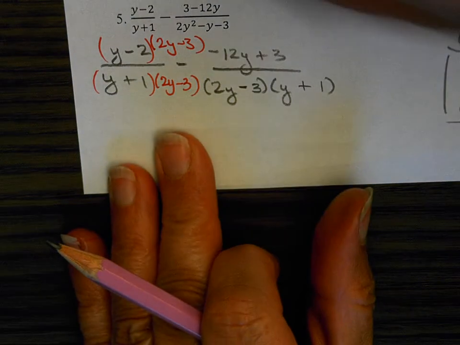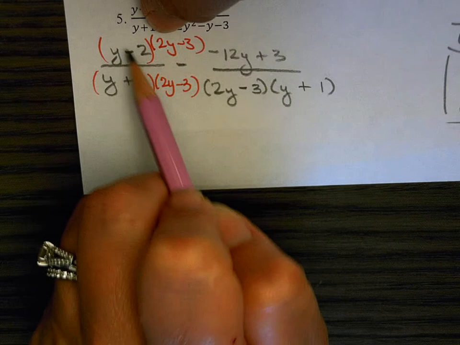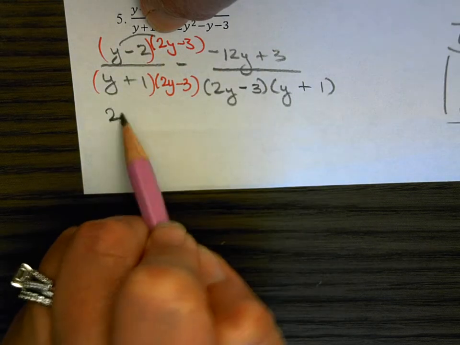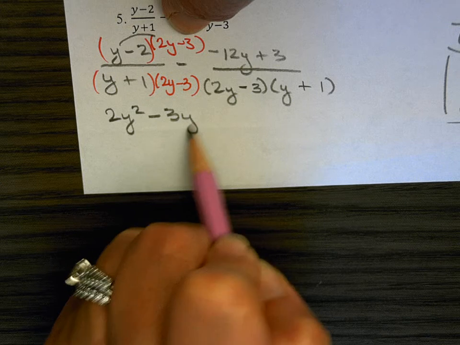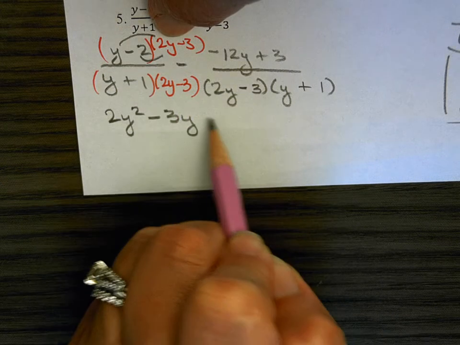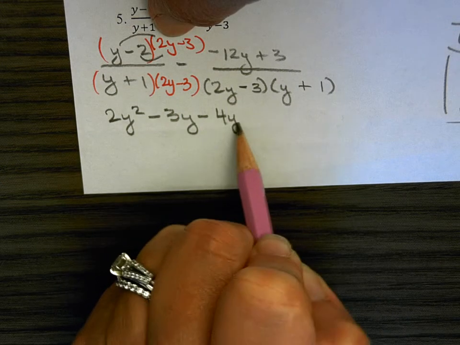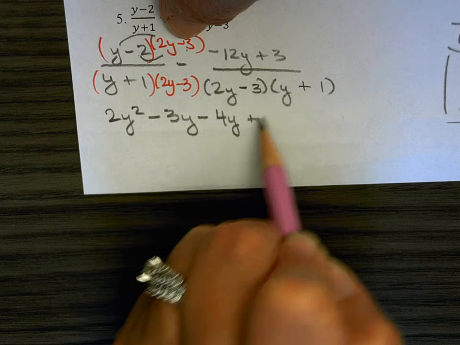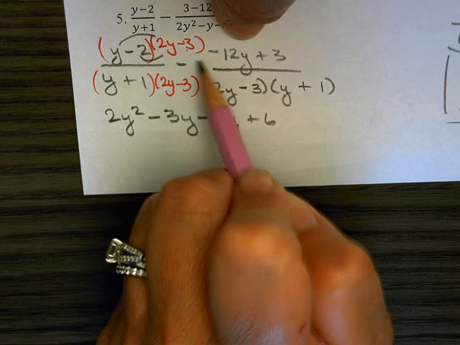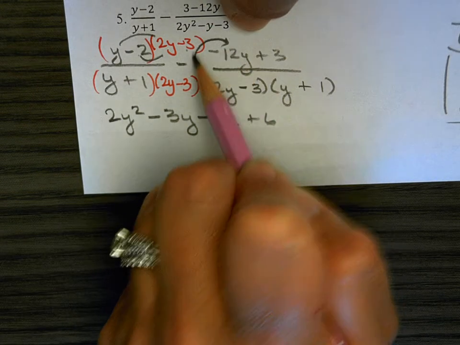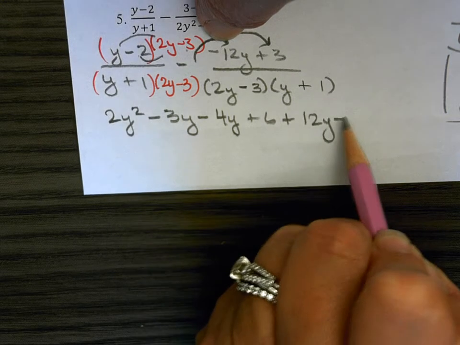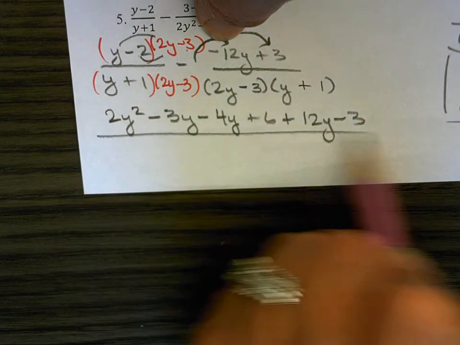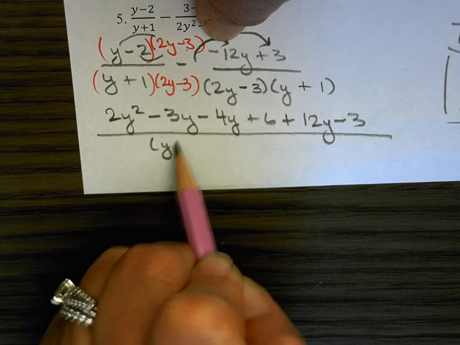So I have to distribute this out, so y times 2y, and then y times negative 3, and then negative 2 times 2y, and negative 2 times negative 3. And then distribute the negative in, so I'm going to distribute the negative in over here, so that'll be a plus 12y and a minus 3. And then all over that common denominator.